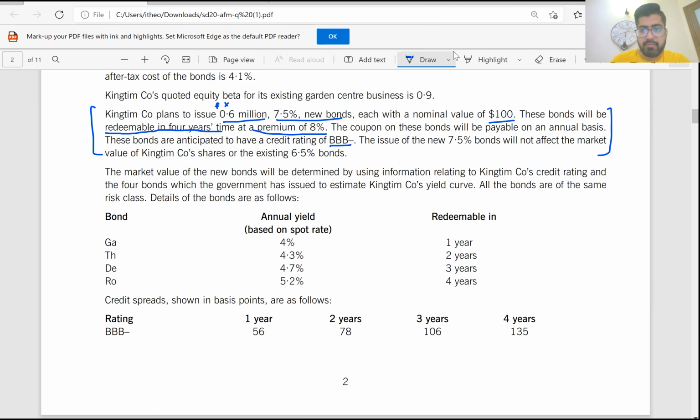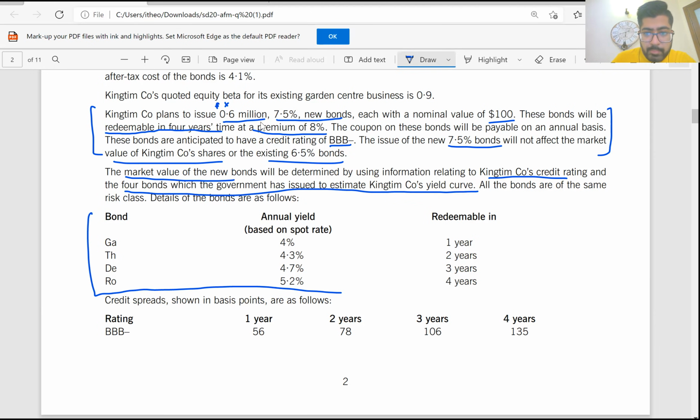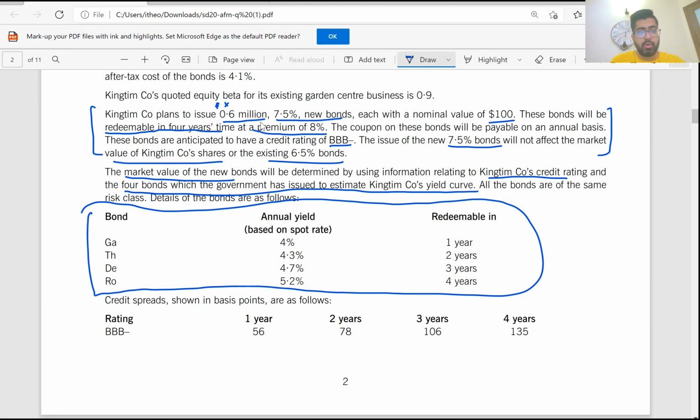The issue of new 7.5% bonds will not affect the market value of shares or the existing bonds. The market value of the new bonds will be determined by using information relating to KINGTIM's credit rating and the 4 bonds which the government has issued to estimate KINGTIM's yield curve. So the market value will be computed using credit rating, BBB negative, and these 4 government bonds. All bonds are of the same risk class. The 4 bonds the government issued are given with their GTDR, risk-free rate, years to redemption, and the spreads. So I'm asked to calculate the market value and yield to maturity of the new bonds.